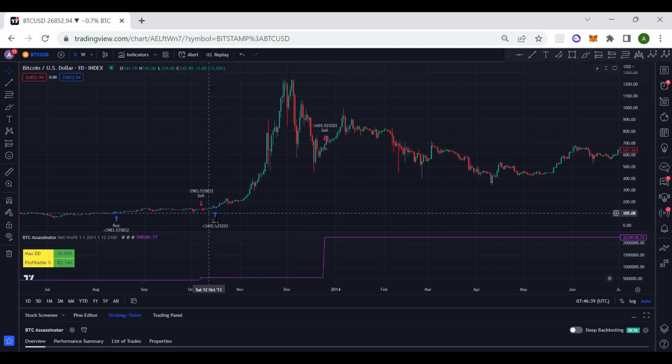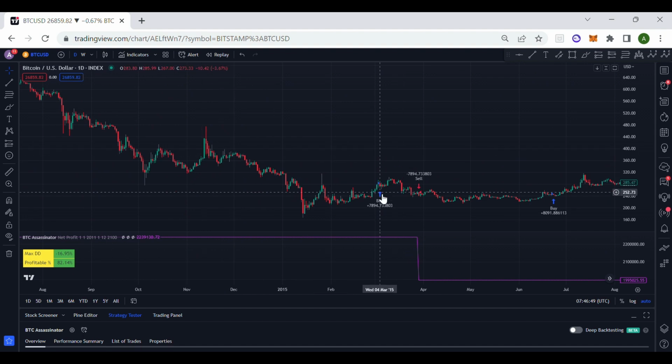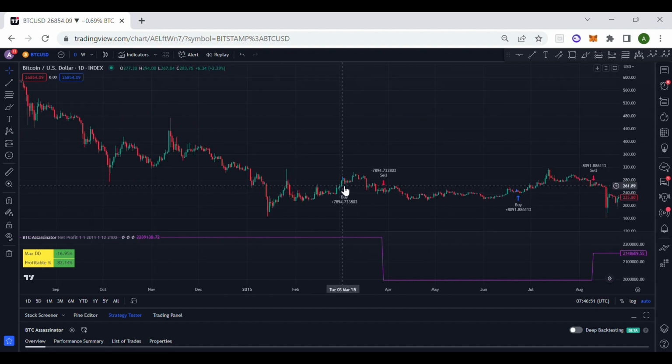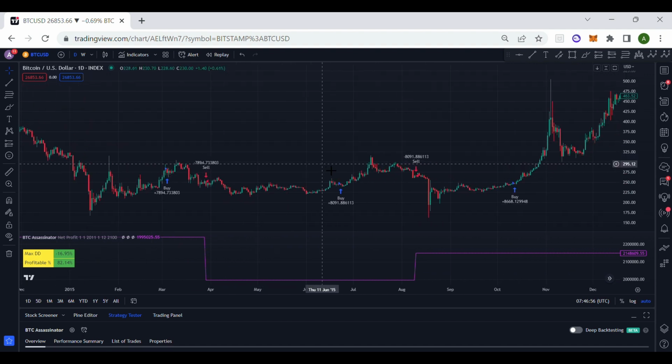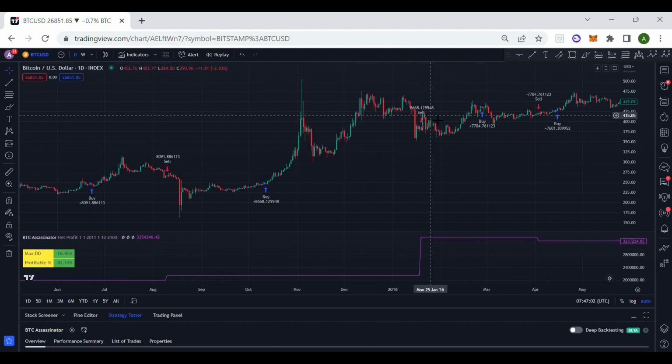If you have a look here, you buy, this was October 2013, and then you sold here, you made money. Look at the net profit line. It went up like crazy. And then look. So buy, sell, you haven't really lost that much here, you just bought and then sold. And then if you have a look here, you buy, sell, there's a slight increase, buy, massive increase.